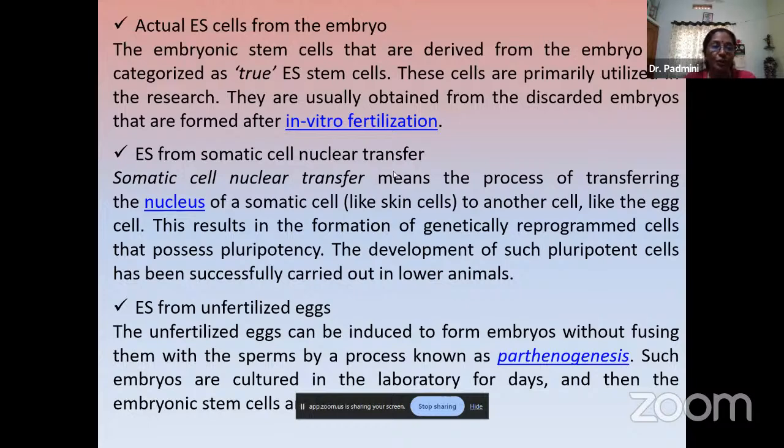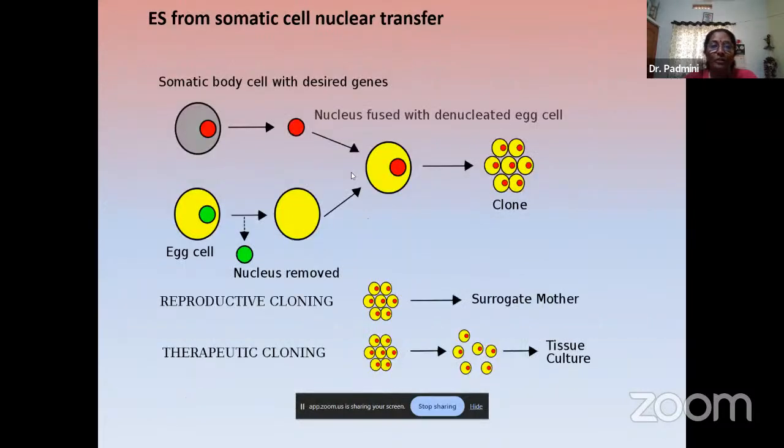So what is this nuclear transfer here? Somatic cell nuclear transfer means the process of transferring the nucleus of a somatic cell, like a skin cell, to another cell, like the egg. This results in the formation of a genetically reprogrammed cell that possesses pluripotency. The development of such pluripotent stem cells has been successfully carried out in the lower animals. So this is a picture I want you all to understand over here.